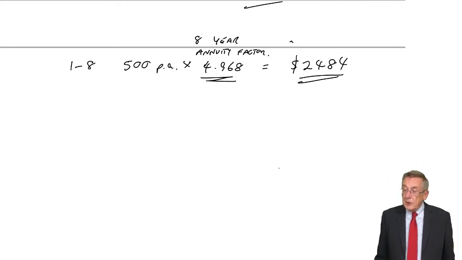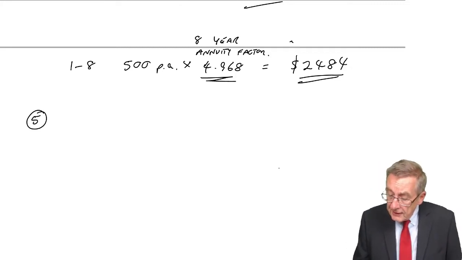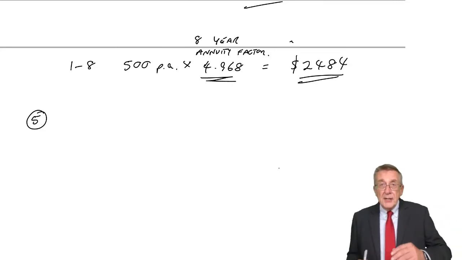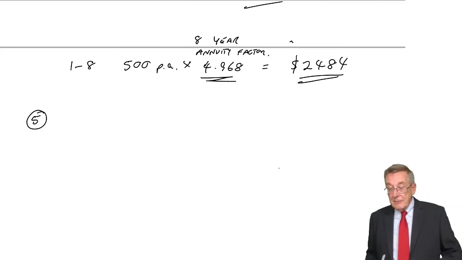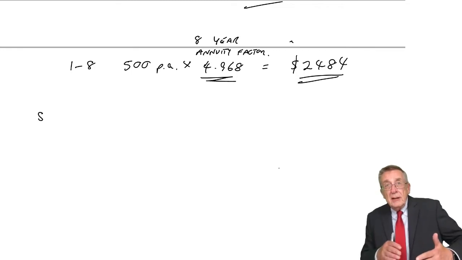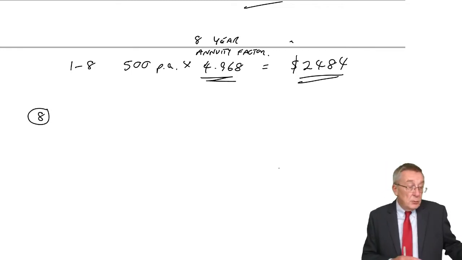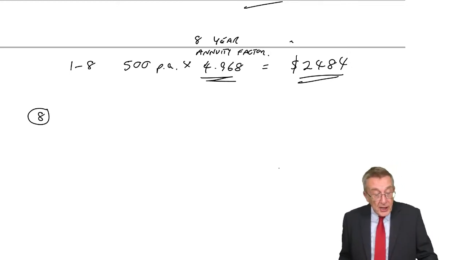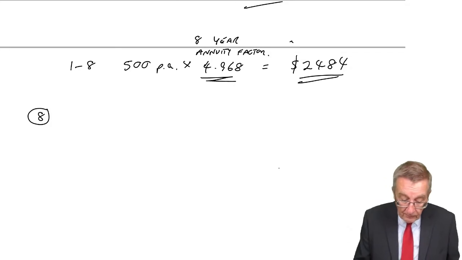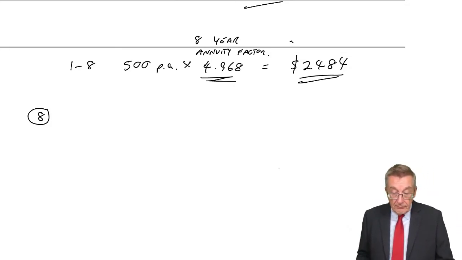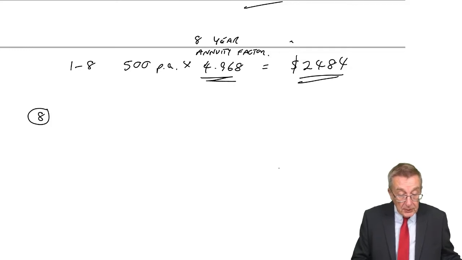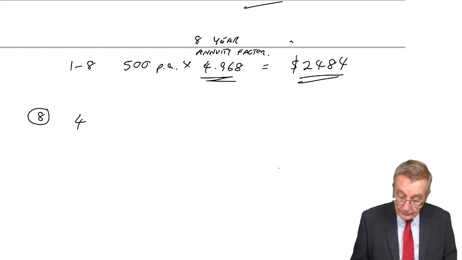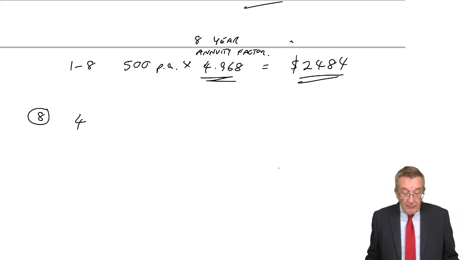But the little trick, look at example 5. Sorry, I'm on the wrong example. Example 8. I've lost my page. Example 8. A man expects to receive 1,000 in each of 9 years, with the first receipt being in 4 years' time. So the first receipt's in 4 years' time, and it's then each year, so it's 4 years, 5 years, 6 years, 7 years, and so on.